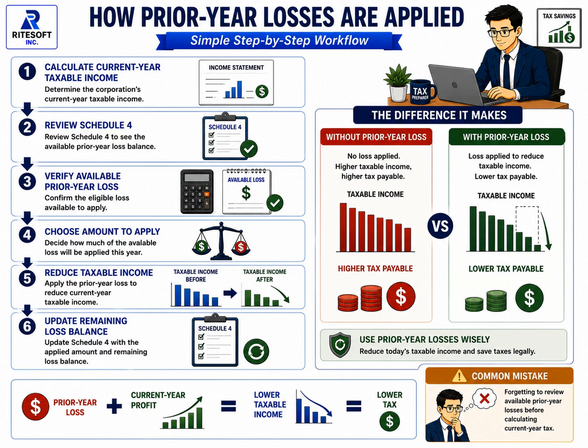Once the amount has been determined, apply the eligible prior year loss against the corporation's current year taxable income. As the loss is applied, the taxable income decreases, and because taxable income is lower, the corporation's income tax payable is also reduced. After applying the loss, don't forget the final step: update Schedule 4.